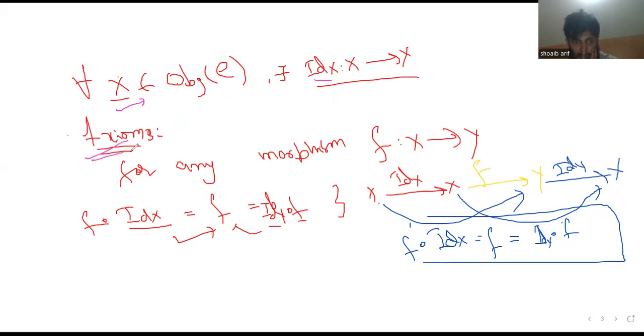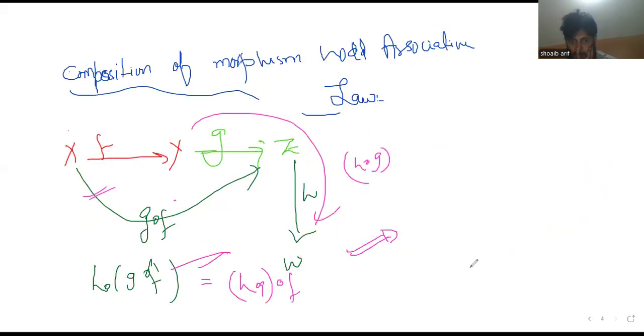So now next is axioms. What are axioms? Two types of axioms. The first axiom is, for any morphism F from X to Y, if we compose F with ID on X, or if we compose F with ID on Y, we will get F, for all morphisms F. Okay, this condition holds for all morphisms belonging to Mor of C.